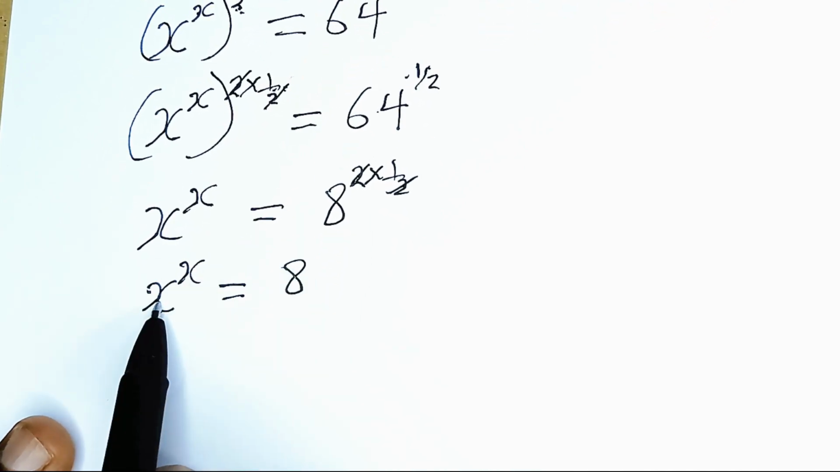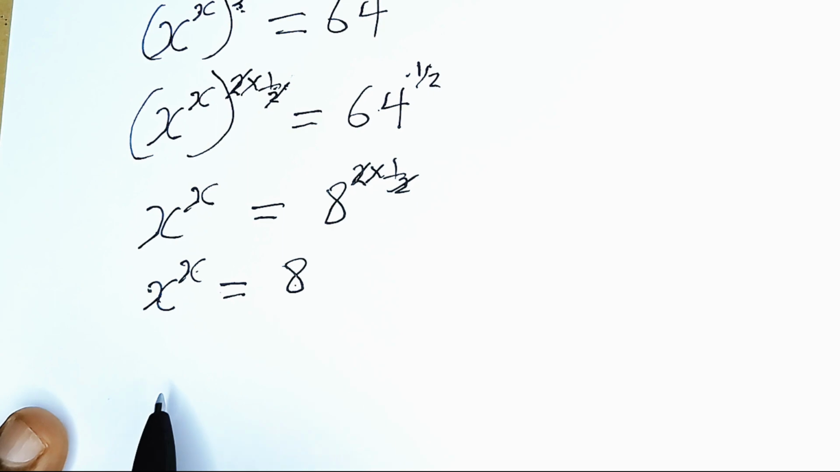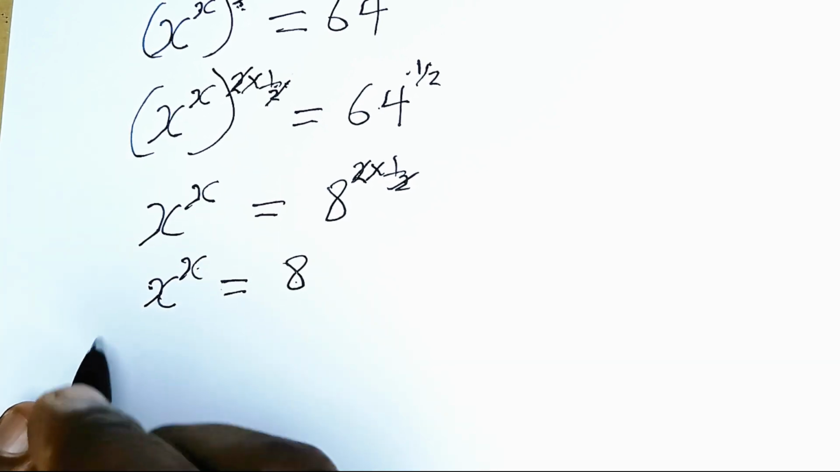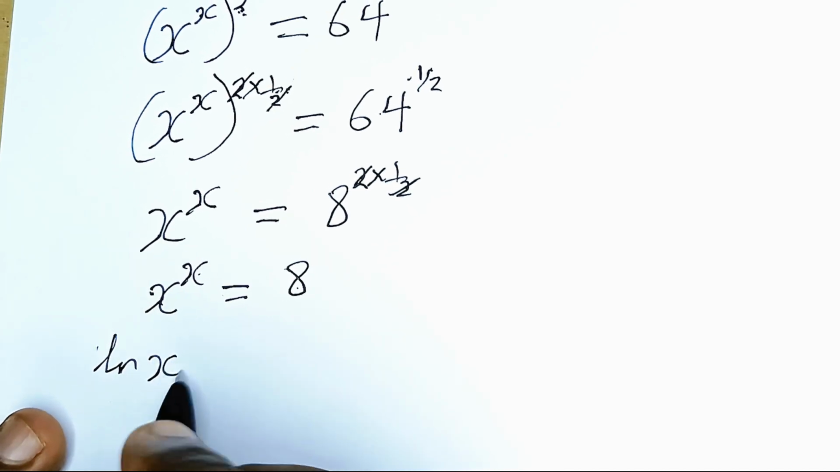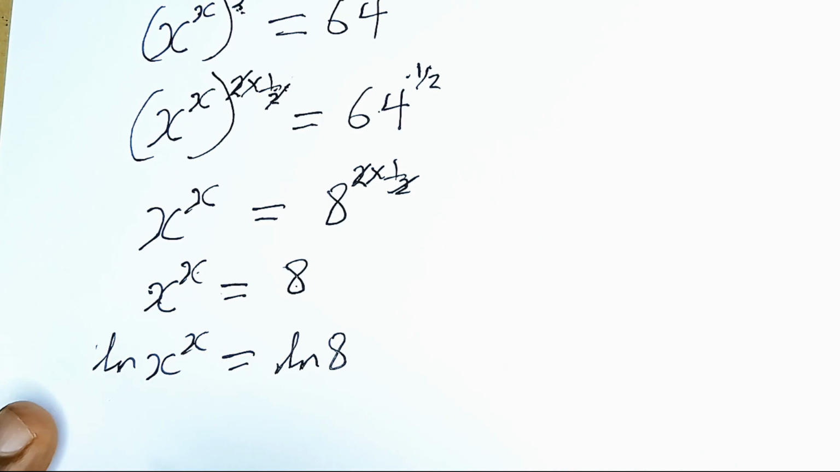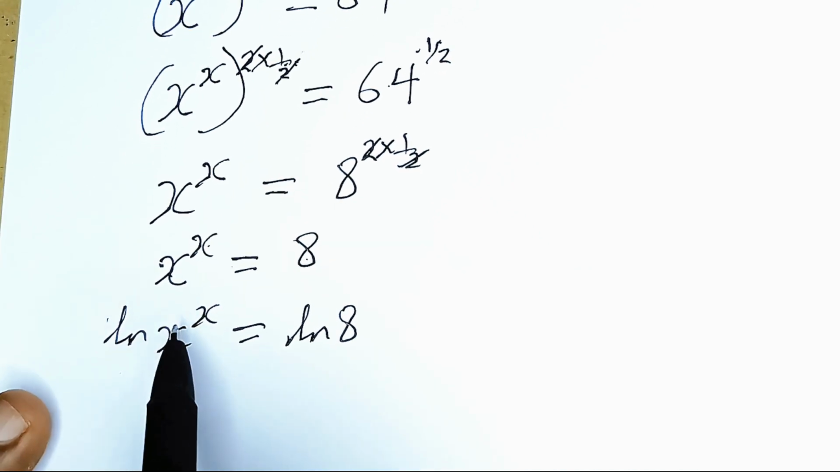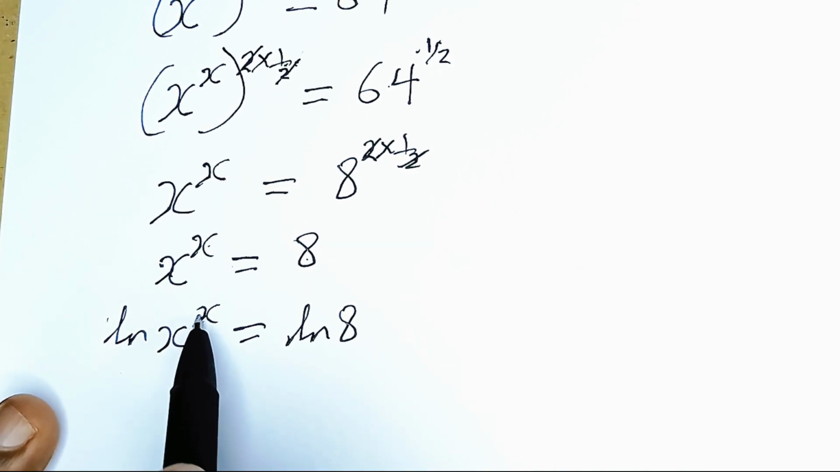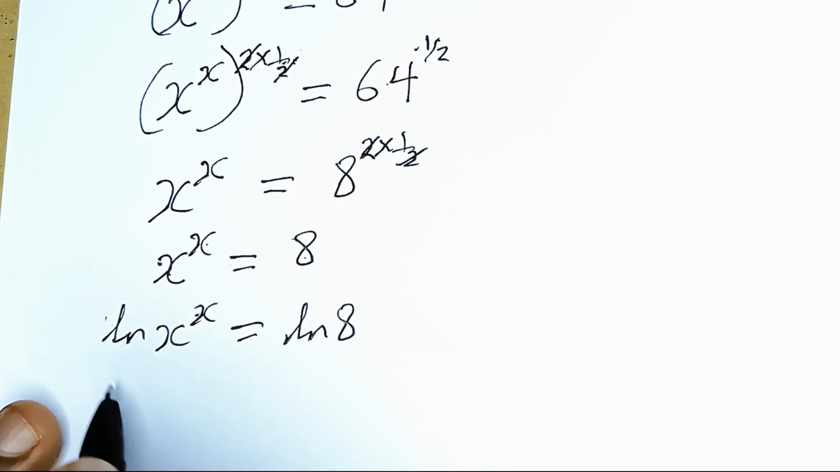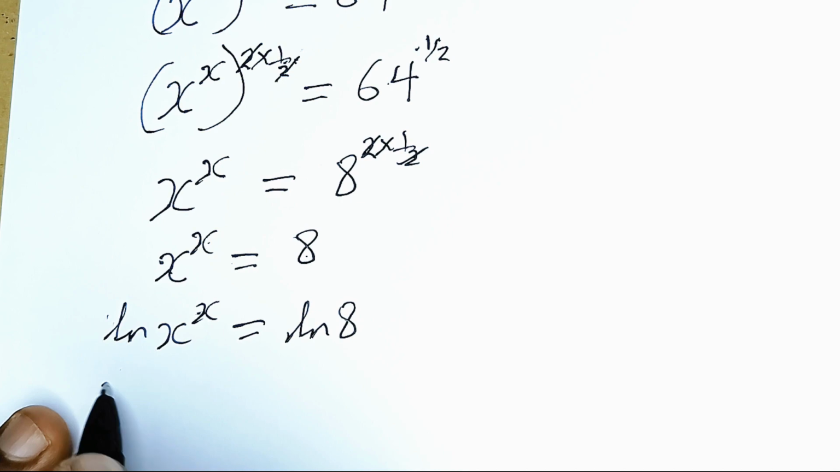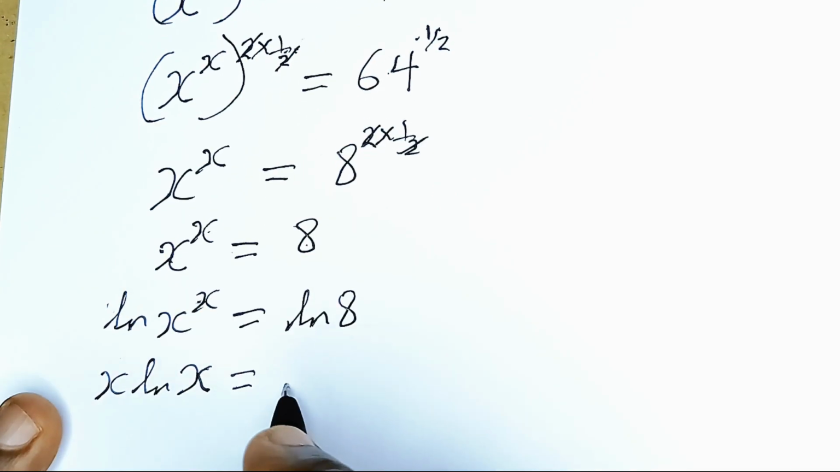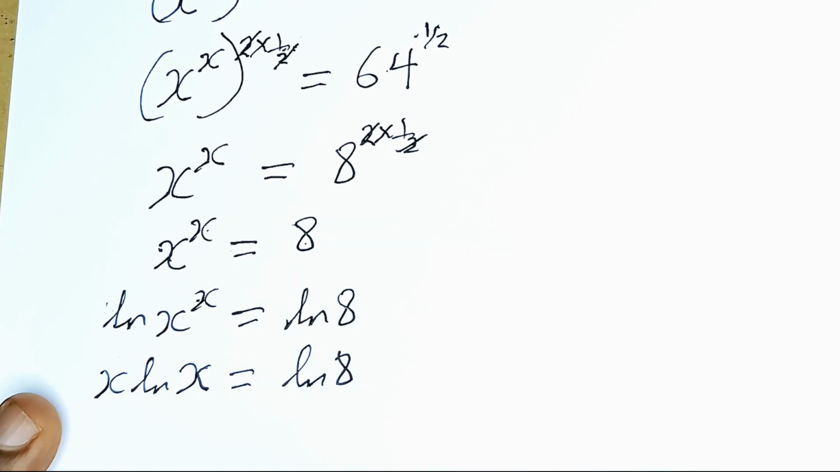Now, to solve x raised to the power of x is equal to 8, what you can do here is to introduce natural log to both sides. So ln of x raised to the power of x is equal to ln 8. In the law of logarithm, any power in terms of log, be it natural log or logarithm, has to come down. So we have x ln x is equal to ln 8.